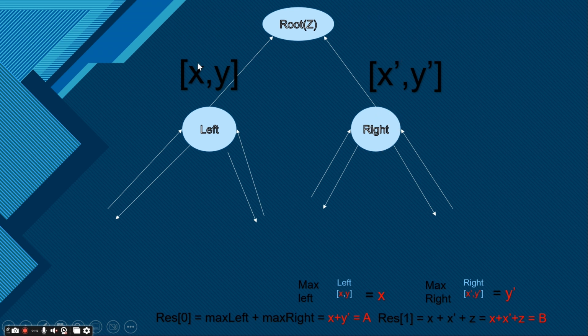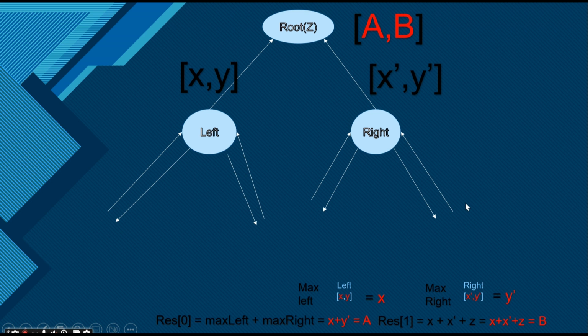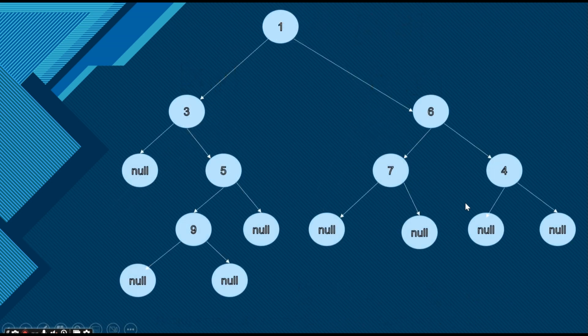So we cannot take y and y dash, we have to take x and x dash, because they represent the maximum value the robber obtained by not including this left and right child. So as we are robbing the parent node, we cannot take left and right. So we will take x plus x dash plus the current value of the node, that is z. So it will be x plus x dash plus z, and from the root node we will return a comma b.